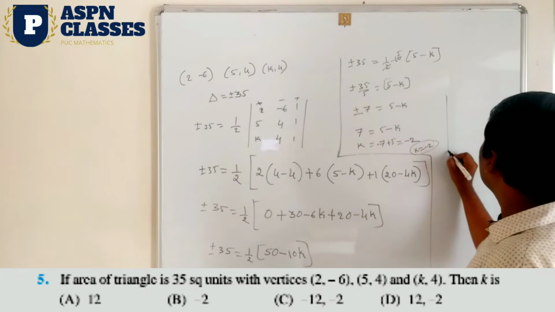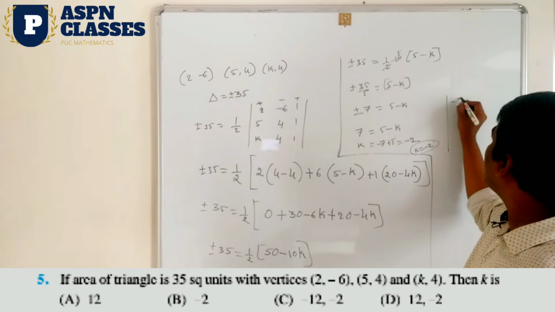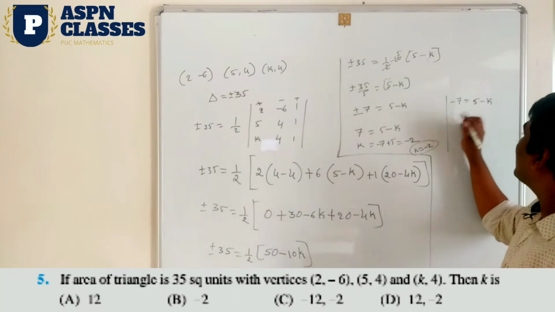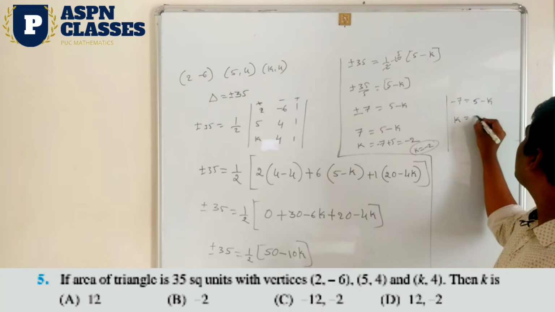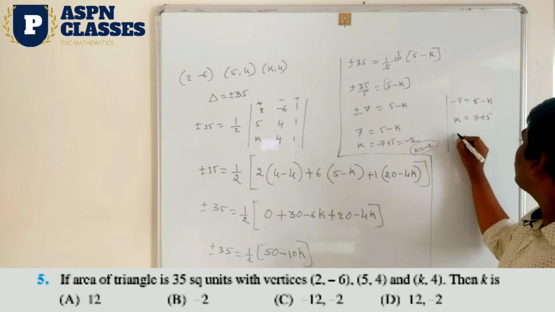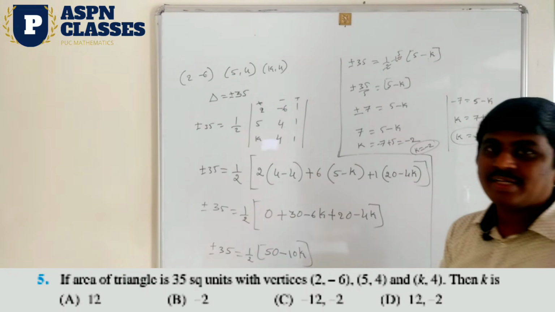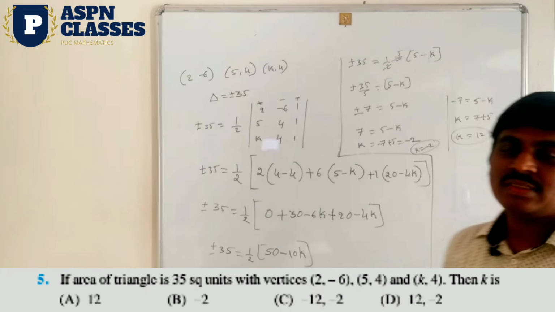And similarly you take the minus 7, 5 minus k, it means minus k shifted here plus k, minus 7 shifted here plus 5, k is equals to 12. So k is equals to minus 2 and k is equals to 12. This is your answer.